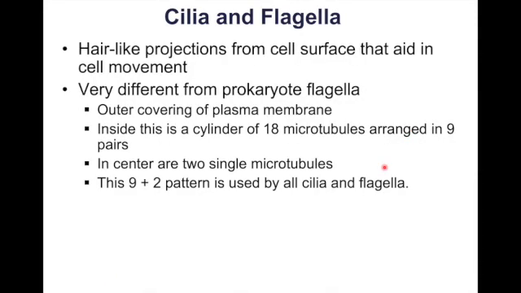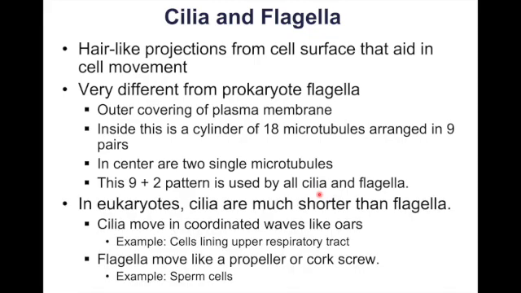Cilia are the many small hair-like projections, kind of like oars, versus flagella, which is one long whip-like projection. They are different from a prokaryotic flagella. They're structurally different. They look the same and function the same, but structurally they're very different on the inside. They do have an outer covering with membrane, and then you have 18 microtubules arranged in 9 pairs, and then 2 in the middle. So we call this a 9+2 pattern that's used by the cilia and flagella.